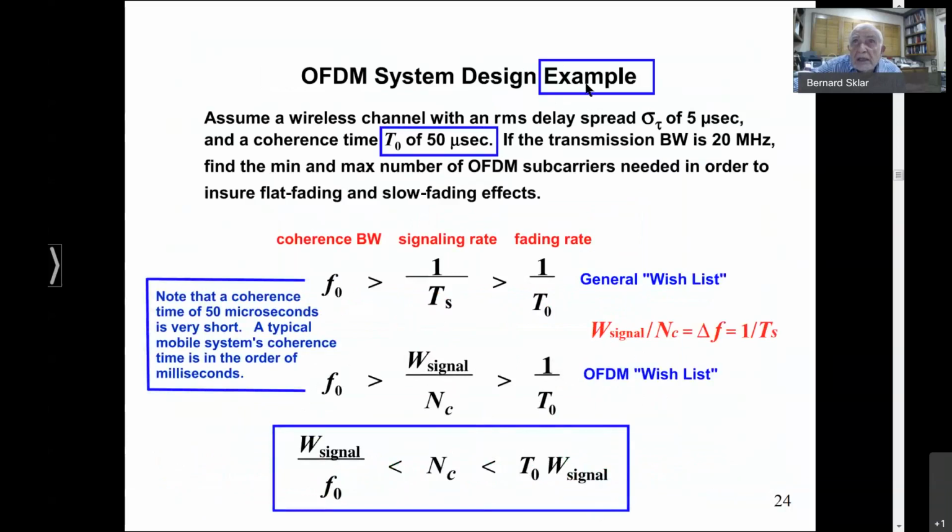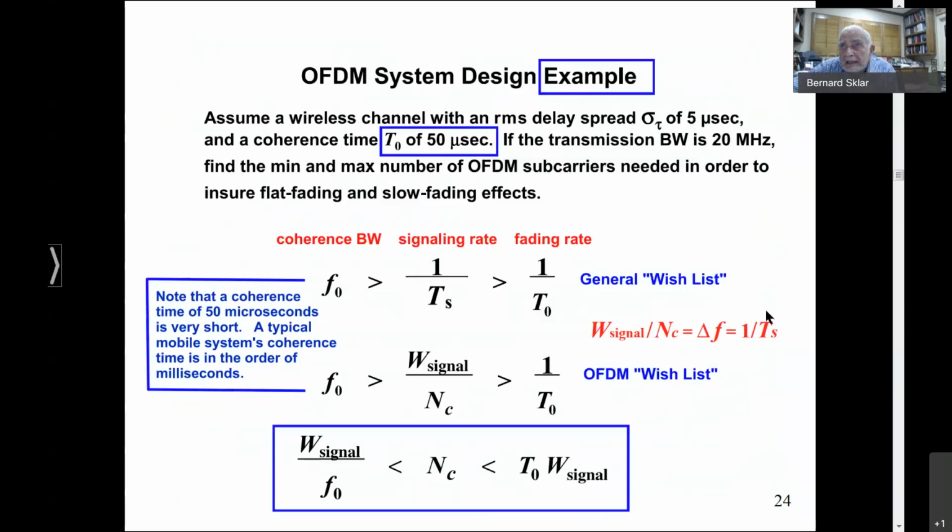So here's my little example. I give you an example where the wireless channel has an RMS delay spread. Now this comes from the channel. It's given. It's the nature of the channel. It has nothing to do with your signal or with your OFDM design. It's the nature of what Bob Price came up with in 1963. And I also give you a coherence time of 50 microseconds. 50 microseconds, that doesn't even look kosher to me, because that's a very fast coherence time.